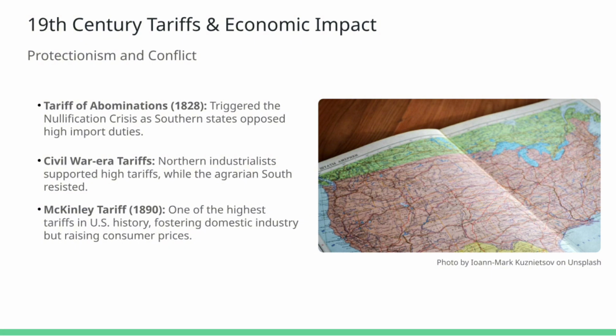The industrial North supported high tariffs to protect American factories, while the agrarian South wanted low tariffs to keep import costs down. When the Civil War broke out, the Union government ramped up tariffs to fund the war effort, further cementing the divide between the two regions.